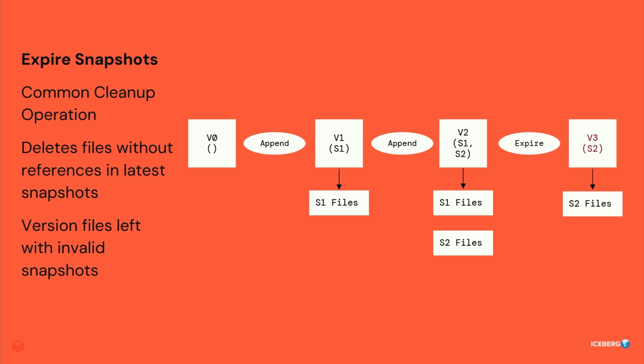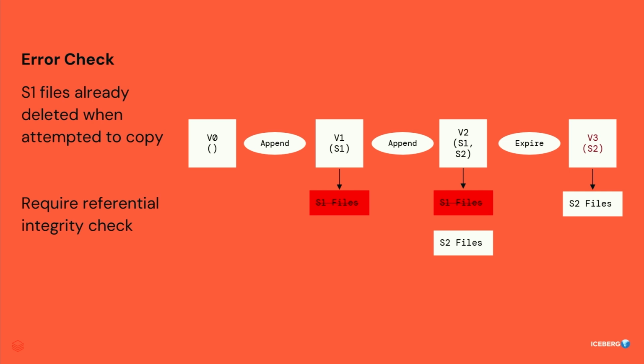So over here, the example on the right-hand side is we have an empty table, we insert twice, so we have 2 snapshots. On the latest V3 of the table, we expired the first snapshot. So as part of the snapshot expiration, we also removed the S1, so all the files associated with the first snapshot.